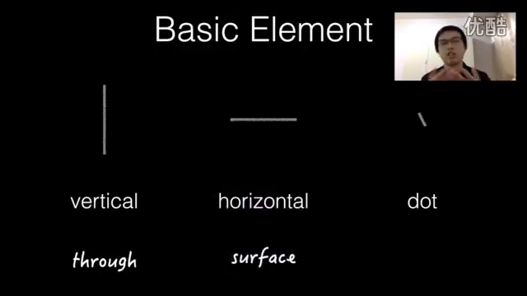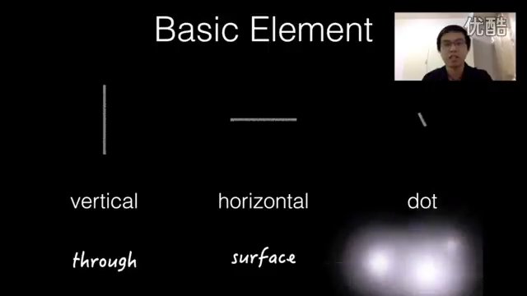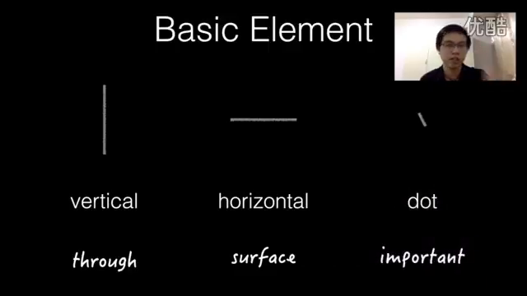And the horizontal. The horizontal is almost like a surface, like a form, like a stage. You can do everything above or below it. It separates the room, the space, right? And the dot is very important because the dot represents importance. If you want to emphasize something, you just put a dot there, which means it's very important. Okay, now you know the three basic elements. You will probably be able to make your own new Chinese words.